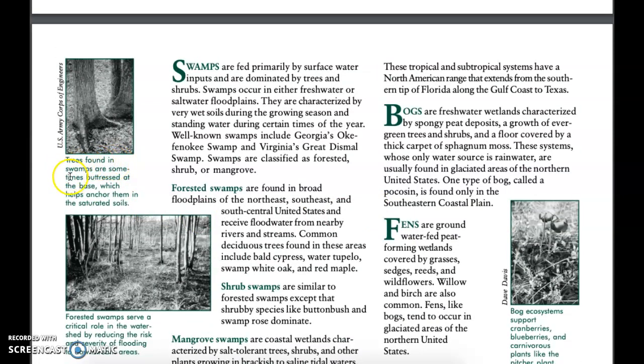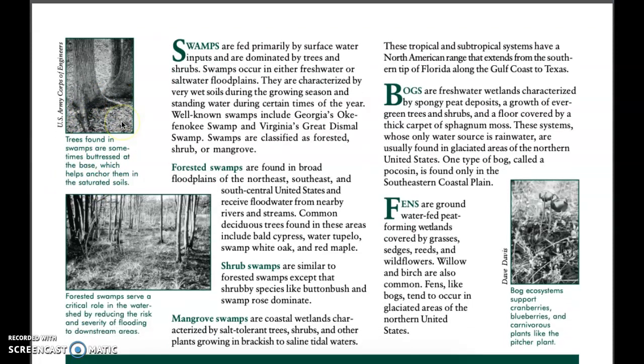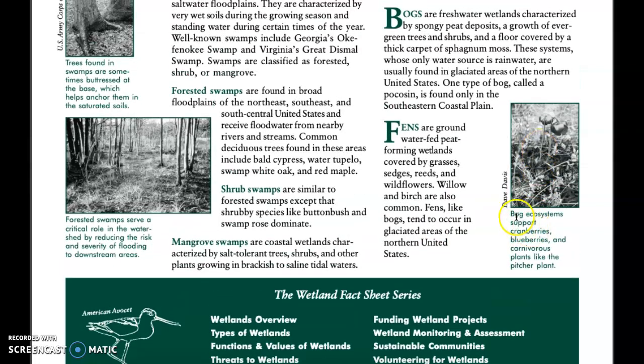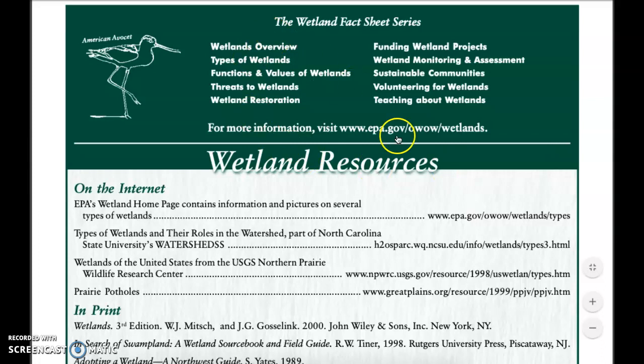Trees found in swamps are sometimes buttressed at the base, which helps anchor them in the saturated soil. This is what it means by buttressed. They stick out like that. Forested swamps serve a critical role in the watershed by reducing the risk and severity of flooding to downstream areas. Bog ecosystems support cranberries, blueberries, and carnivorous plants like the pitcher plant. This is where you find more information on wetlands.